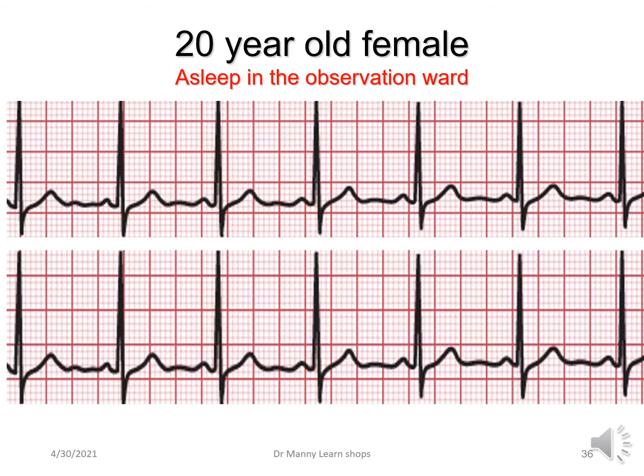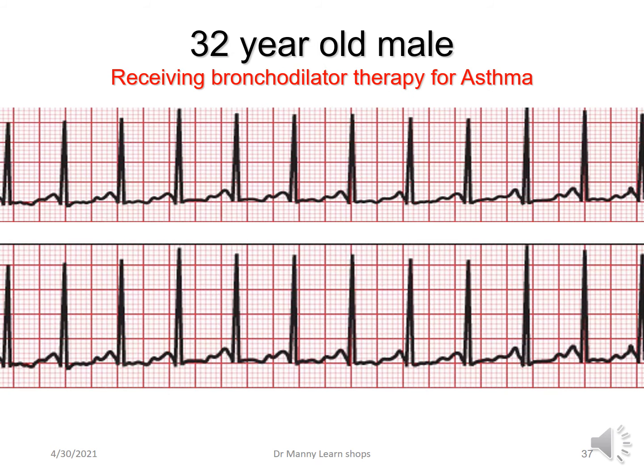You've got a 20-year-old female and she's asleep in an observation ward somewhere in the hospital. You're observing it because you're the telemetry nurse. This is sinus rhythm. You've got a 32-year-old male receiving bronchodilator therapy for his chronic lung situation, which is asthma. The rhythm is a little bit fast, approximately 150 beats per minute. This is a sinus tachycardia.